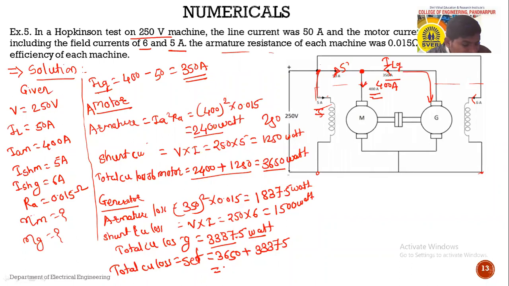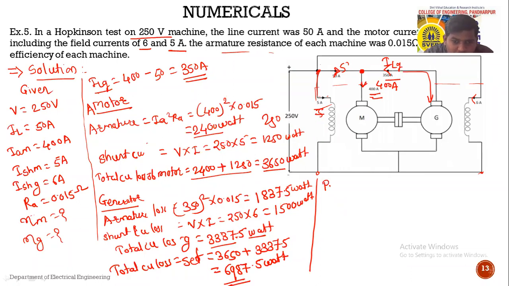3650 अधिक 3337.5. Do the addition. 6987.5. 6987.5 वॅट. हे झाले टोटल कॉपर लॉस. आता नो लोड पॉवर इनपुट मधून जर टोटल कॉपर लॉस मायनस केले तर आपल्याला नो लोड कॉन्स्टंट लॉसेस मिळतील.